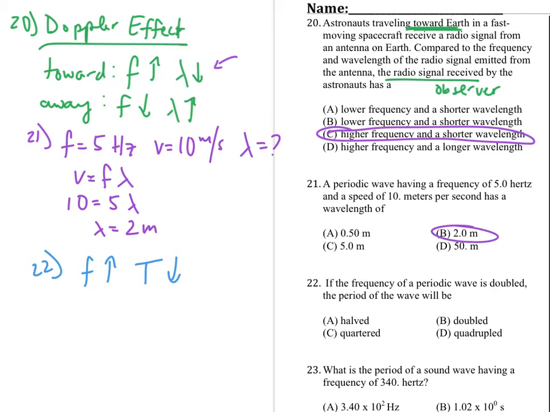Number 22. If the frequency of a periodic wave is doubled, if frequency goes up, the period goes down because they're inverses of each other. Alright? So that means if this goes twice as big, this is going to be half as big. So it's going to be half.